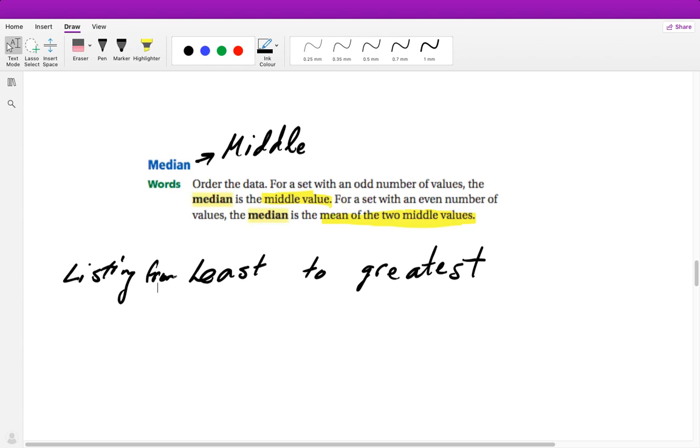So you must order your data, and that means list it from least to greatest. Then we just look for the middle value. Sometimes we don't have an exact middle number, so we need to take the average of the two numbers that are directly in the middle. We'll go through that momentarily.